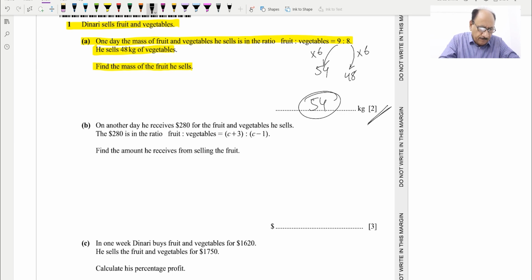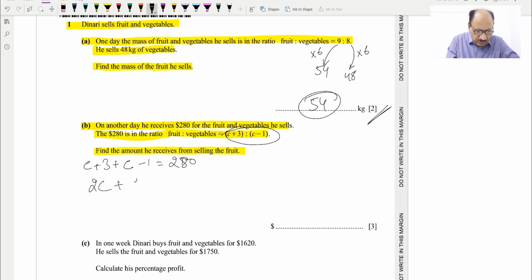This is 2 marks. Part B: on another day, he receives $280 for the fruit and vegetables he sells. The $280 is in the ratio of fruit and vegetable, which is provided. Find the amount he receives from selling the fruit. So the parts of these ratios will add up to 280. So we'll write c plus 3 plus c minus 1 is equal to 280, and we will simplify. 2c plus 2 is equal to 280, and shift 2 to the other side.